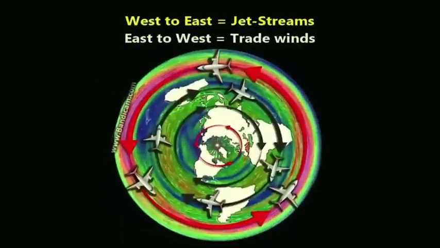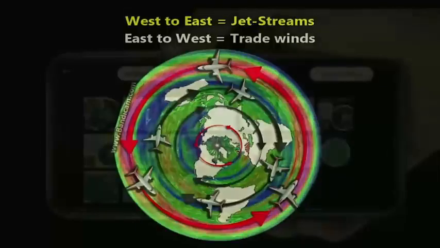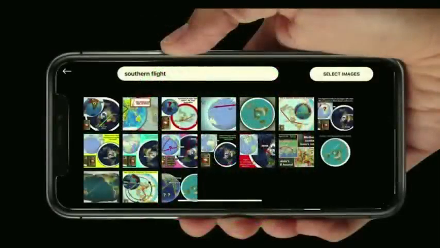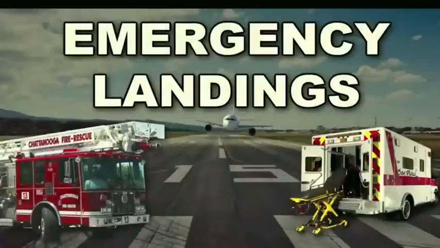Then there's all these wind currents, 350 mile an hour tailwinds. So for these long trips, they're taking advantage of these tailwinds. But if you want to learn more, just type in Southern Flights. You can see all of these stuff and look at them in detail.